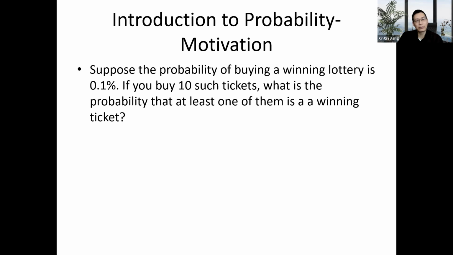I'll show you two very simple problems. We're going to use two models to solve these two problems. The first one is about the number of winning lotteries. If you buy a particular lottery ticket, say the probability that you will win is 0.1%. And if you buy 10 such tickets, what is the probability that at least one of them is a winning ticket?